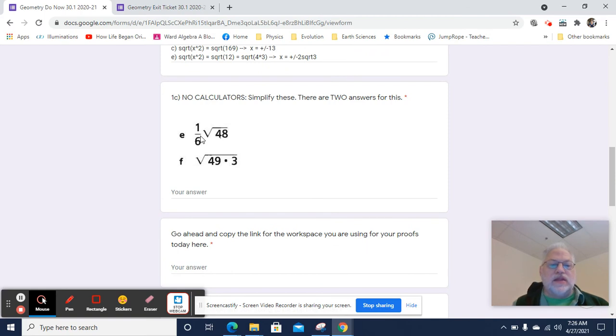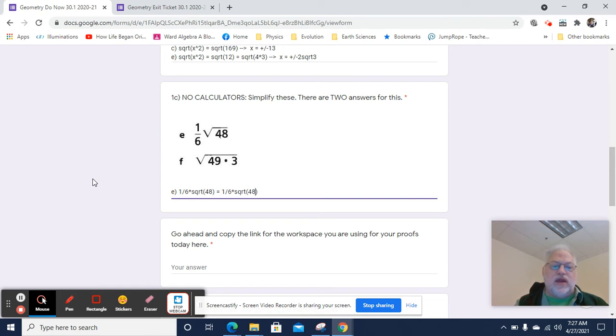All right, 1C, let's take a look at this. So we've got 1/6 times the square root of 48, and we've got the square root of 49 times 3. So for E, we've got 1/6 times the square root of 48. I'm just going to put a little thing there to make it a little easier to see. You don't need to, but I did.